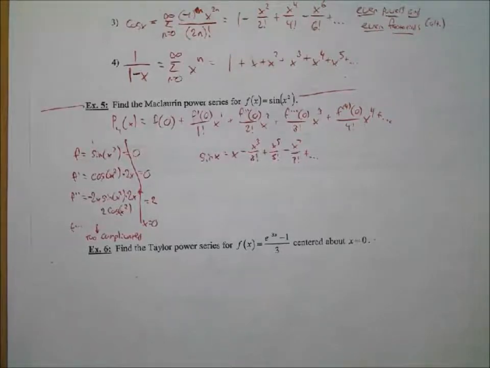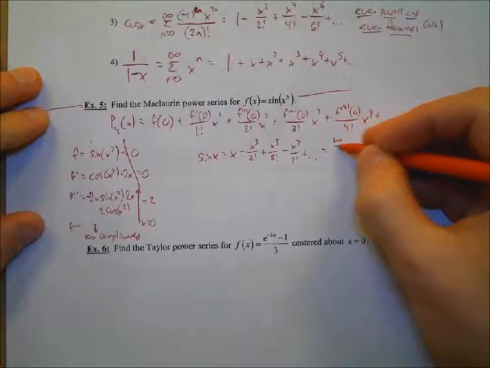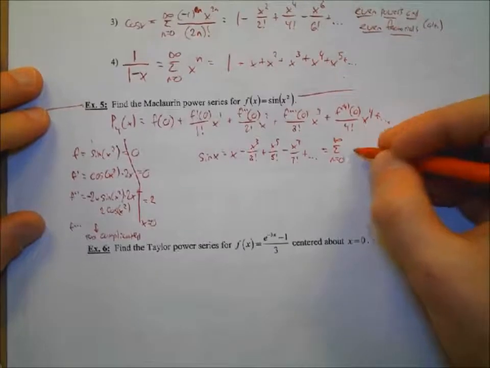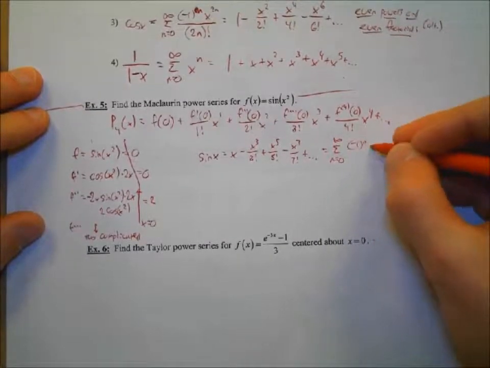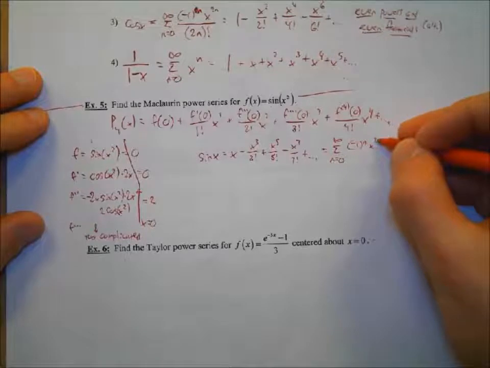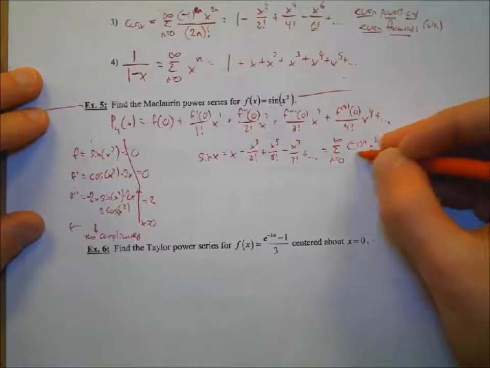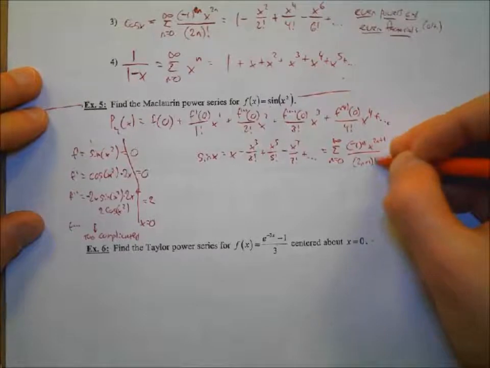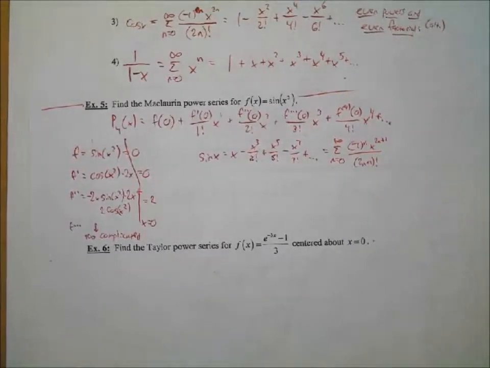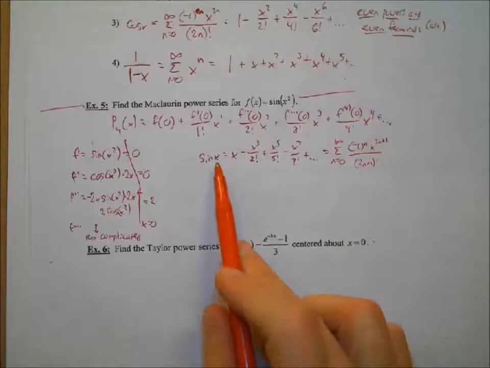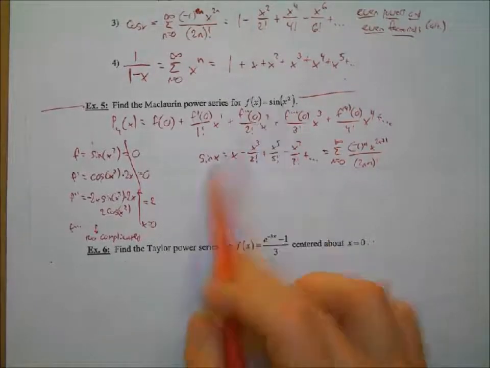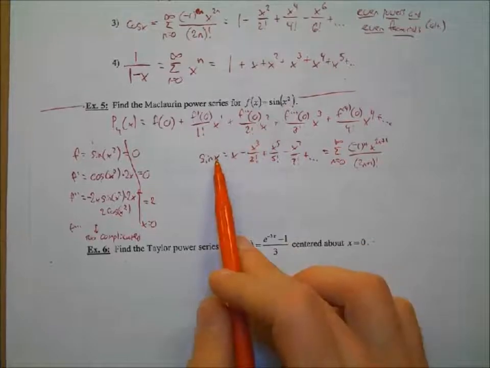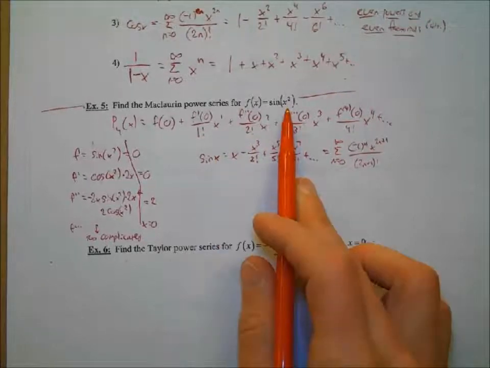And that's equal to, of course, the sum from 0 to infinity of negative 1 to the n, x to the 2n plus 1 over 2n plus 1 factorial. Okay, so we've got sine of x. Well, what's sine of x squared going to be then? All we need to do to get sine of x to become sine of x squared is replace x with what? X squared. And so that's what we're going to do.